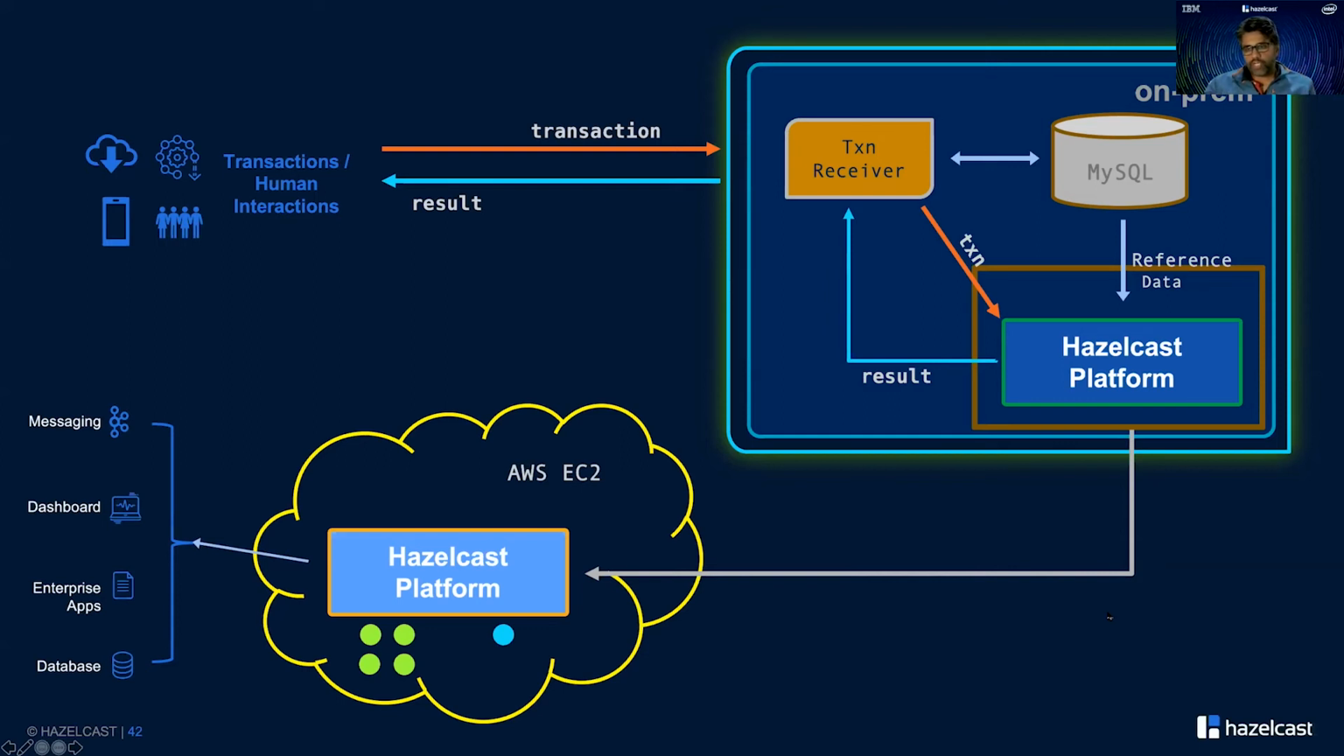So whatever data we pulled in from the MySQL database is replicated and available to the other cluster on AWS EC2, and whatever result we published or found as part of the transaction or payment processing, we also made available to the other cluster running on AWS EC2. And like I said, you can then further use that data on AWS EC2 for any other operations that you like, be it showing on a dashboard or storing in a database or whatnot.